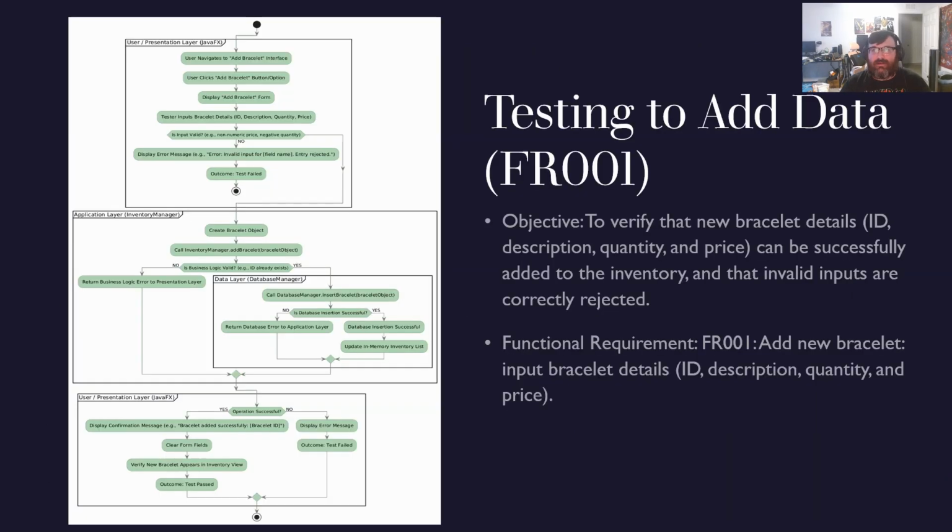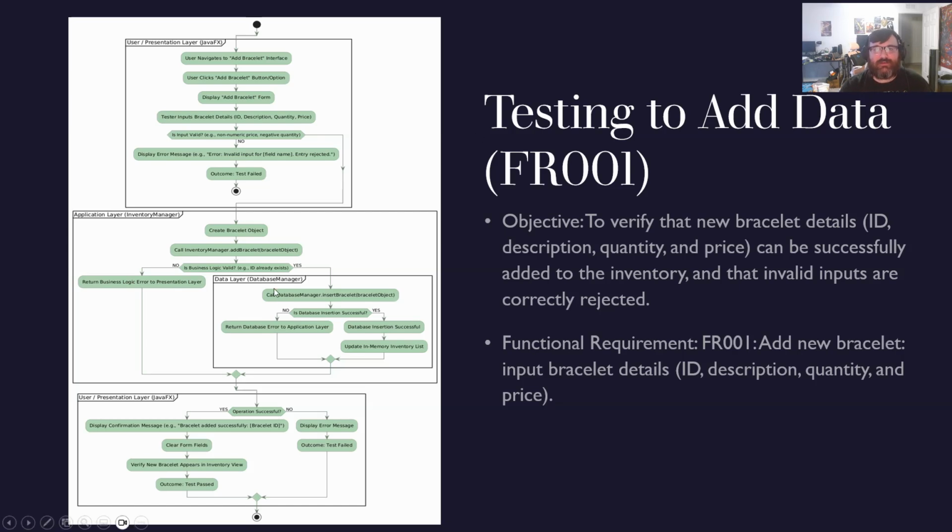We're going to start with our first test here. We're going to do testing of the add data function. The purpose of this is to verify that the new bracelet details can be successfully added to the inventory and that all inputs that are invalid are properly rejected. This is fulfilling the requirement of the functional requirements 001.